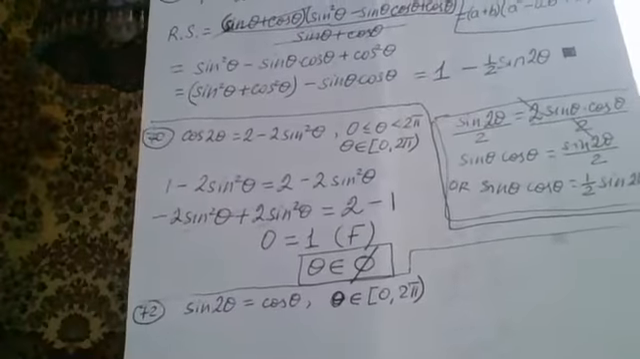Sine of 2 theta equals cosine theta. Don't forget to write that theta also should be from specific interval. It is from 0 to 2 pi. It is really important. Theta belongs to 0. At 0, you have a bracket. At the end with 2 pi, you have round parentheses, which means 0 is included, 2 pi is not.